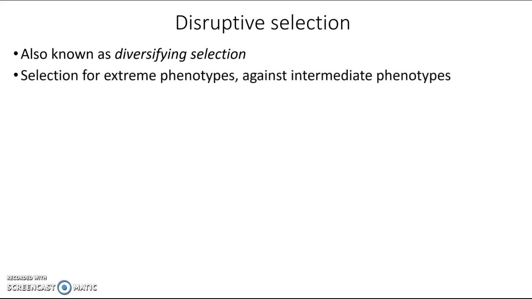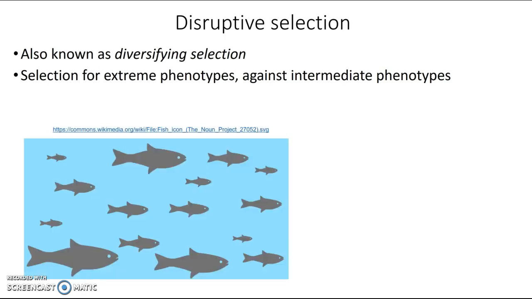The last type of selection you need to know is disruptive selection. This is also known as diversifying selection. And this is when there's selection for the extreme phenotypes out at the edges of the bell-shaped curve and selection against the intermediate phenotypes. So for this one, I'll give you an example of a population of fish. And you can see these fish are all different sizes, ranging from very small to quite large. And they have a bell-shaped distribution curve. You can't see all of them here, but take my word for it.